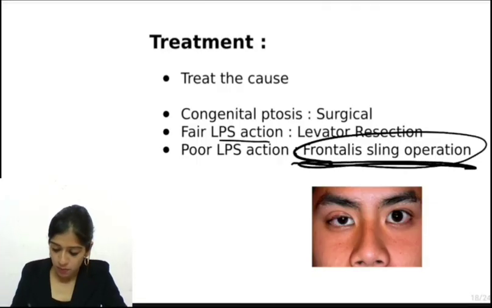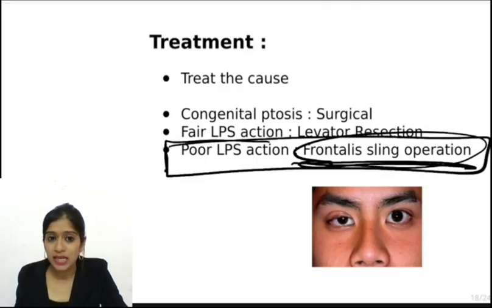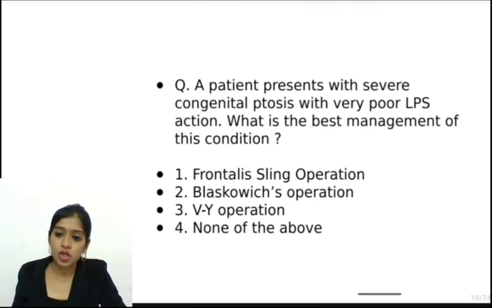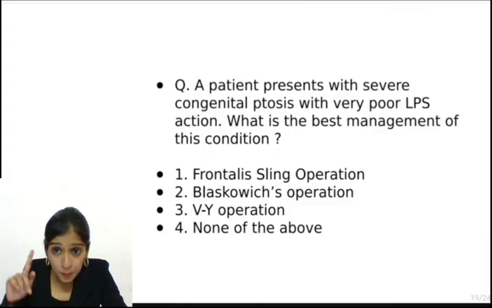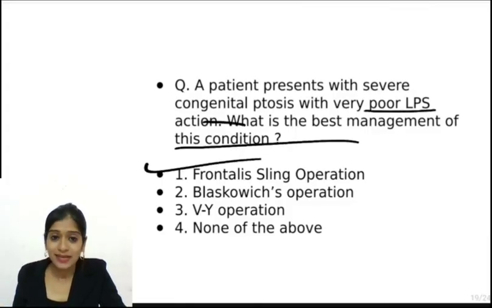So this they have asked before. If the ptosis patient has poor LPS action, what kind of surgery or operation will you do? Frontalis sling operation. A patient presents with severe congenital ptosis with very poor LPS action. What we just discussed, that is the frontalis sling operation.